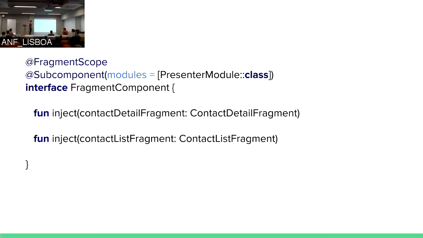And finally, the fragment component. It will have two inject methods. Again, it has to be two. No inheritance here. I couldn't have a parent class, say super fragment, and then use the same inject method. I have to have one inject for each type. So I have to have one inject for the detail fragment and one for the list fragment.